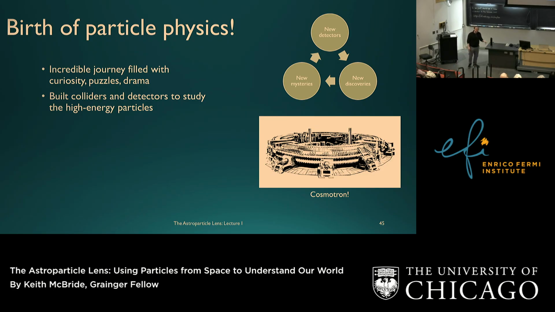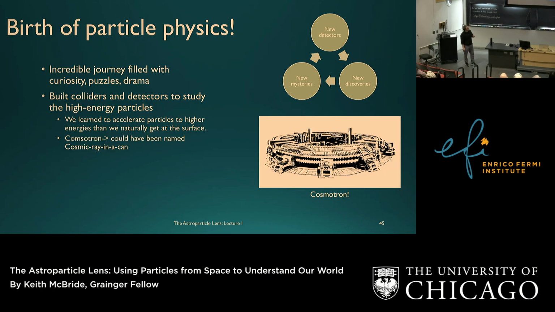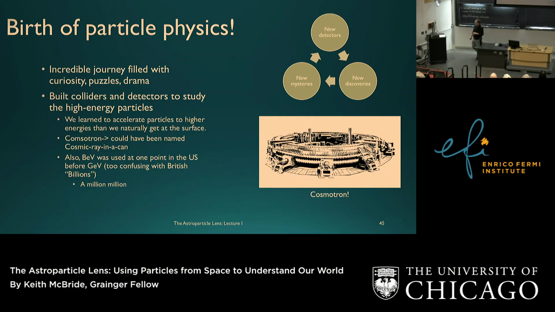One of the things we built in the 50s, after understanding that these are cosmic ray protons, was the cosmotron. This is a drawing of the cosmotron in the 50s. And so we learned how to accelerate particles to higher energies here at the surface to understand what was happening. Actually, one of the interesting things about this was that it could have been named Cosmic Ray in a Can instead of the Cosmotron, which I thought was really strange because that's not a good name at all, but okay. And it was a very serious undertaking to try to name it the Cosmic Ray in a Can, although I kind of like it as well.